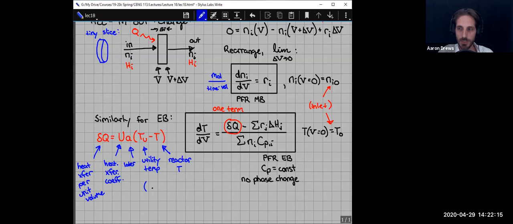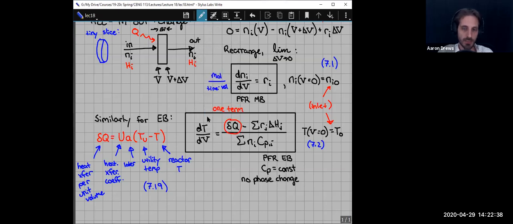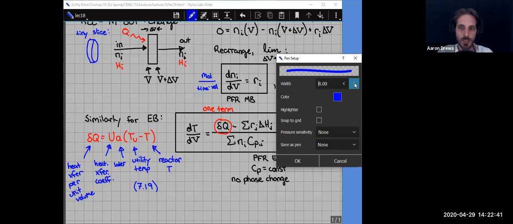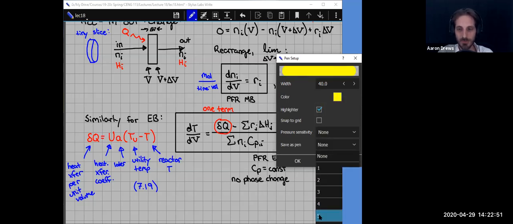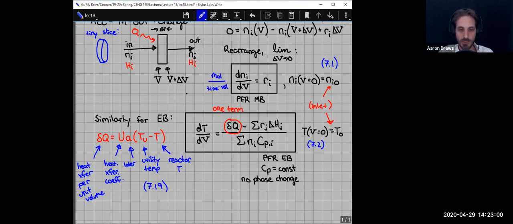This expression and the derivation that led to it is 7.19 in your book. The energy balance is 7.2 and the material balance is 7.1. Very similar to the way in the CSTR that we can always come back to the general forms, we can do that here as well, right? We can always come back to these general forms in order to solve a problem. It's just a question of whether or not that's the most convenient form for it, or if it's kind of inconvenient, then maybe we'll use something else. But for at least the next few days, we're just going to stick to these.